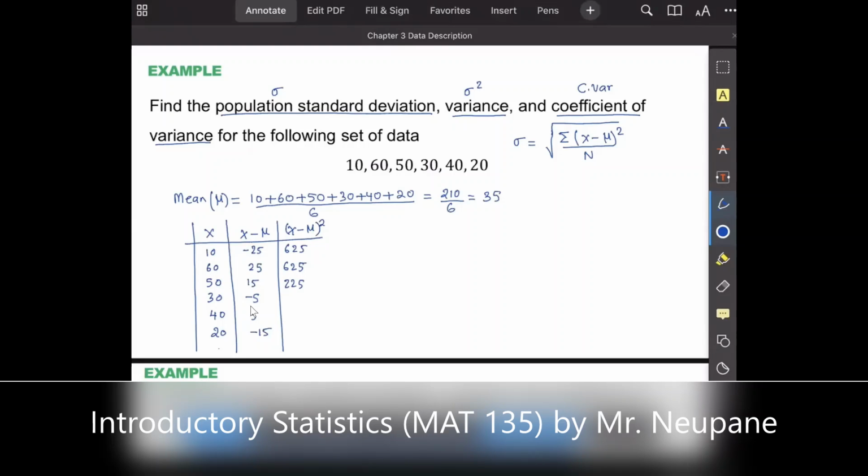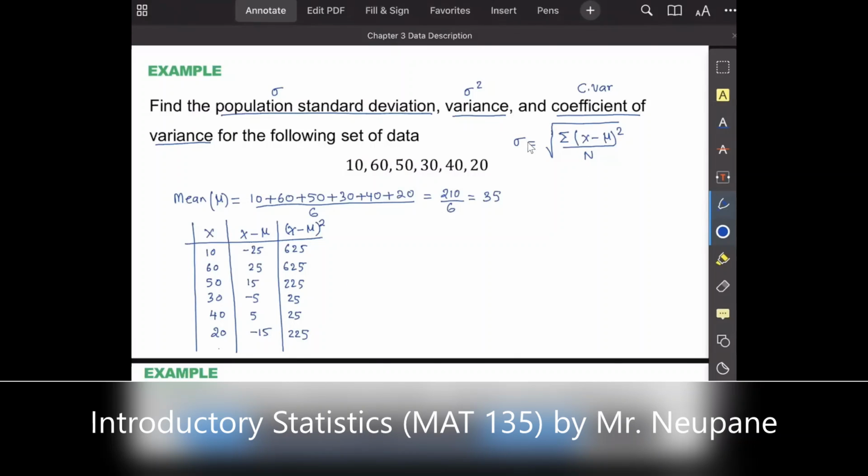Next we have negative 5. Negative 5 times negative 5 is 25. Next we have 5. 5 times 5 is 25. And then here we have negative 15. Negative 15 times negative 15 is 225. So we got all those values.